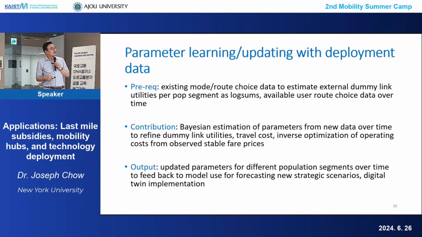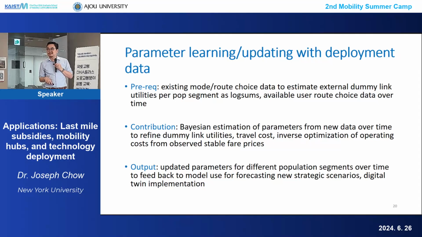But yeah, this one probably might require some more existing data to work with.